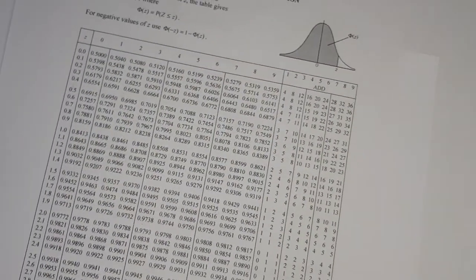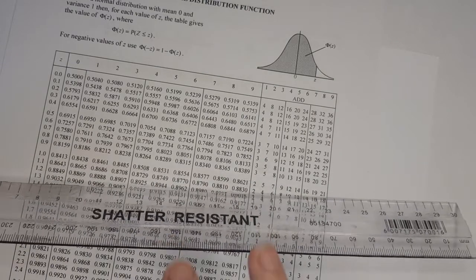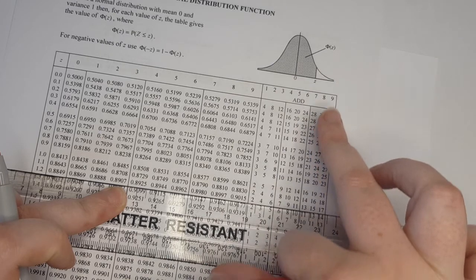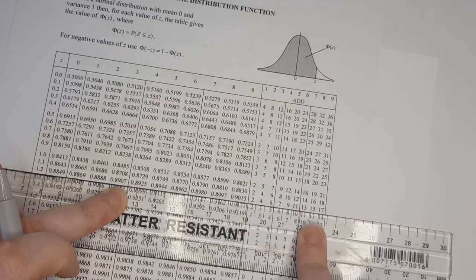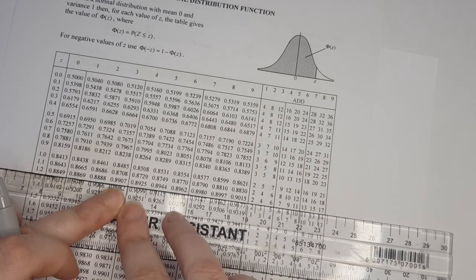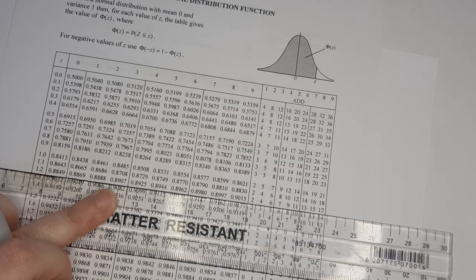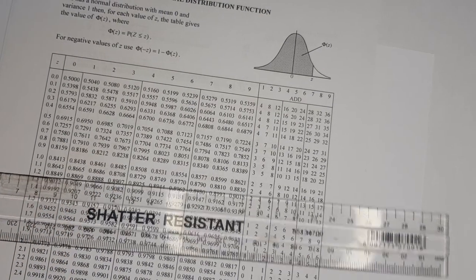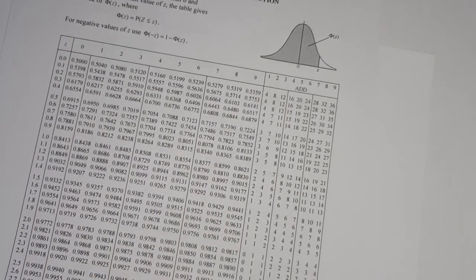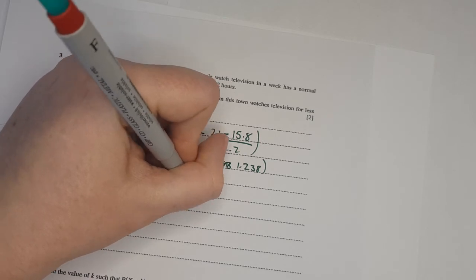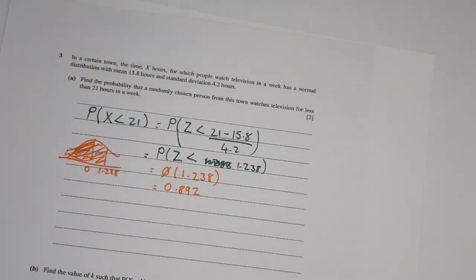So then I look on my curve, and I'm looking for 1.238. So 8 says add 15. So now I add 15 to my last 2 digits, okay, to get my final answer. And I will find that the value that I looked up is 0.892 for my final probability.